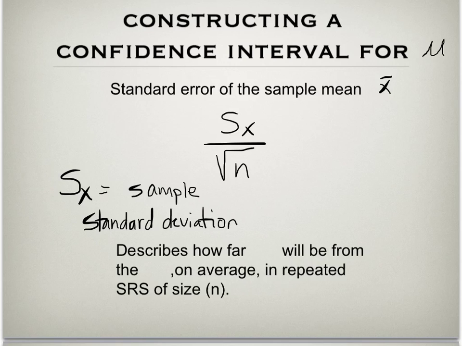We'll start with the standard error. The standard error of the sample mean will be the sample standard deviation divided by the square root of the sample size n. Now, what does this do? The standard error describes how far our sample mean will be from the actual population mean, on average in repeated simple random samples of size n.